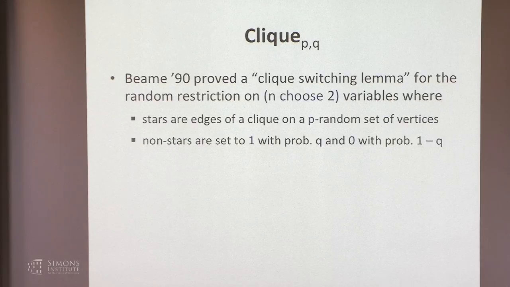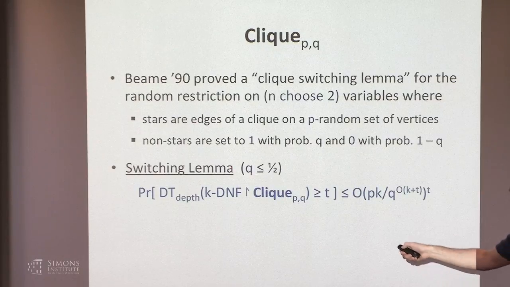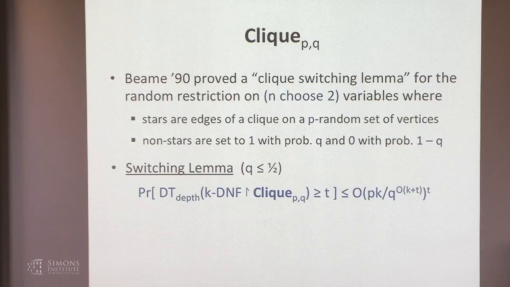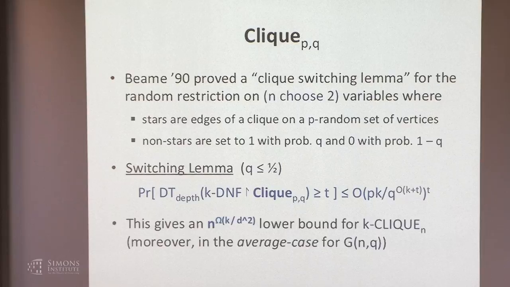Maybe more interesting is the switching lemma due to Beame, a sort of clique switching lemma. So you have n choose two variables representing the potential edges in an n vertex graph, and the stars are going to form the edges of a clique on a p random set of vertices, and the non-stars are set to one with some probability q. And okay, you can prove some switching lemma for these kinds of restrictions using similar Razborov-style arguments. You get some bound of this form.